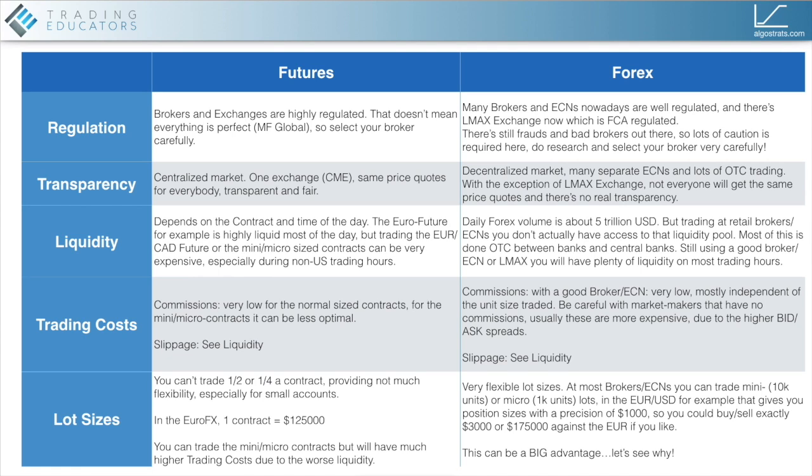Now in the Forex markets, you have very flexible lot sizes. This means that at most brokers and ECNs nowadays you can trade mini lots, which is 10,000 units, or micro lots, which is 1,000 units. So you could, for example, trade a position size of exactly $3,000 in the Euro-US dollar, or you could trade exactly $175,000 against the US dollar. You don't have to trade in 100,000 lots or something like that anymore. Now this can be really a big advantage, so let's have a look at why.